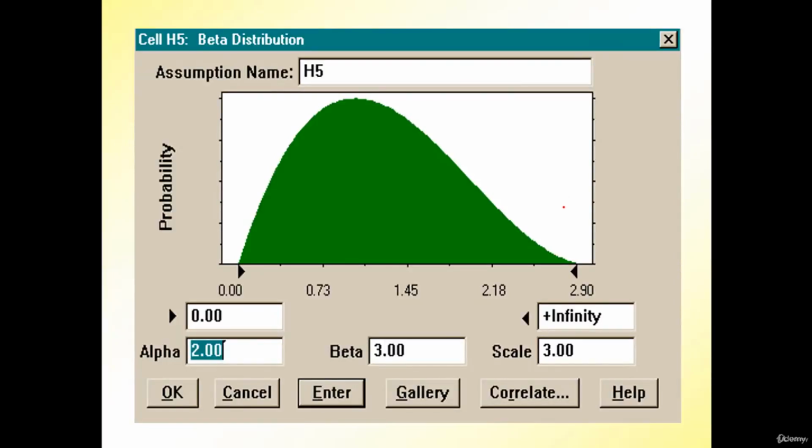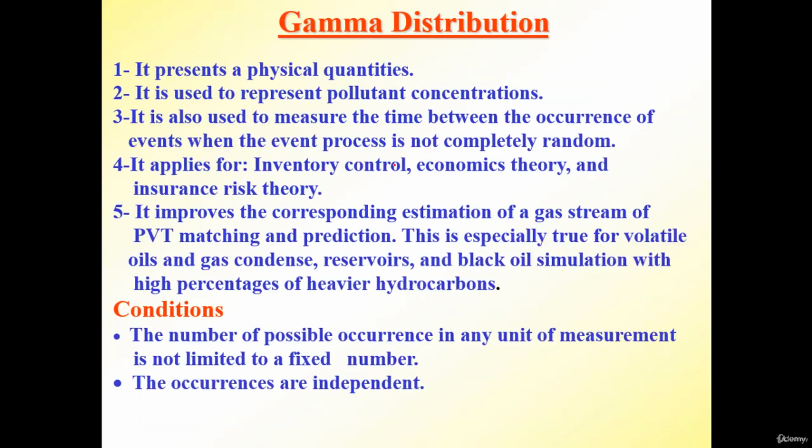Here the beta distribution is presented by the scale factors beta and alpha. These are the parameters that can represent the beta distribution.